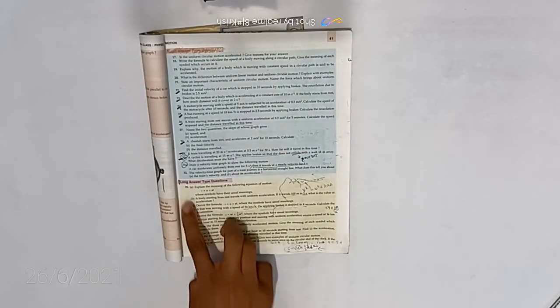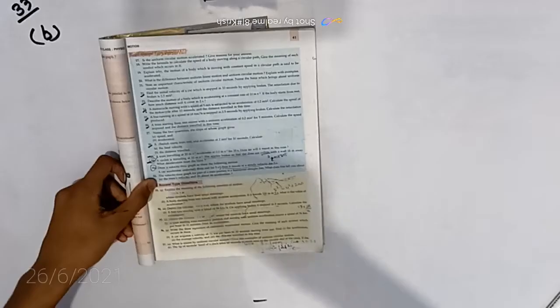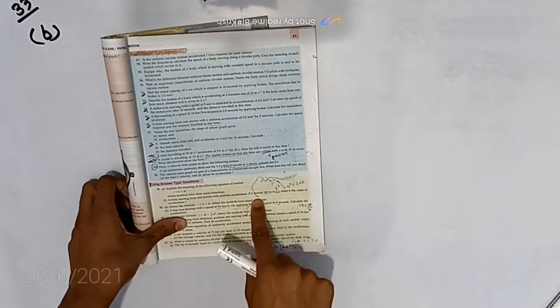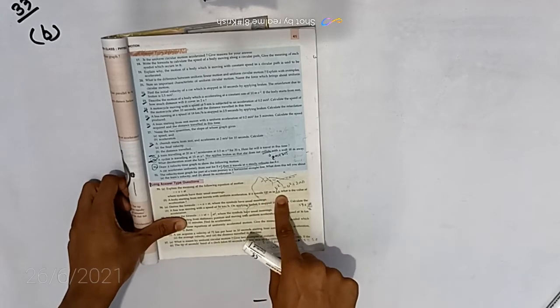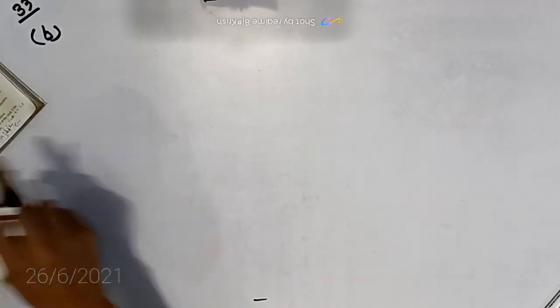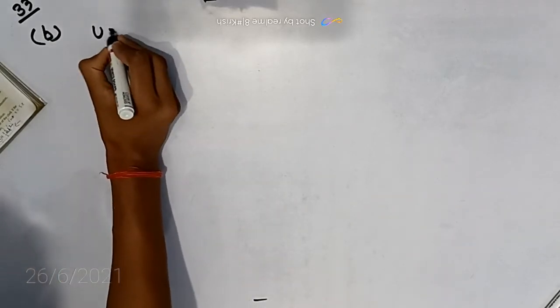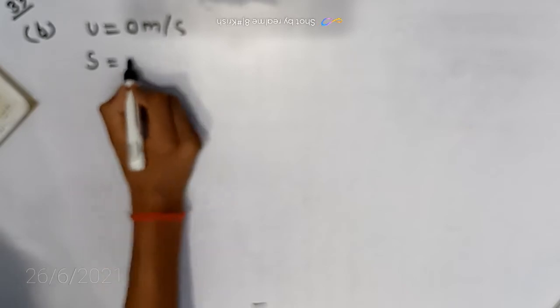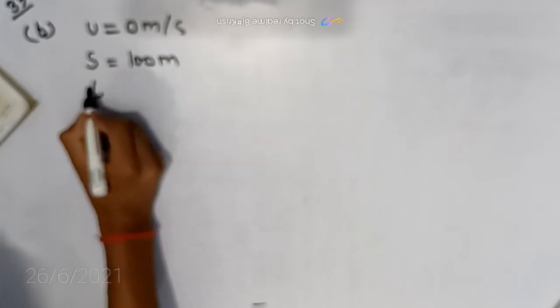So let's begin with numerical number 33, that is B part. The question says: a body starting from rest travels with uniform acceleration. If it travels 100 meter in 5 seconds, what is the value of acceleration? Friends, in this question we have to find the acceleration, and first we will write what is given. A body is starting from rest, means its initial velocity u will be 0 meter per second, and it travels 100 meter in 5 seconds, means distance s is given as 100 meter and the time t is given as 5 seconds, and we have to find the acceleration.